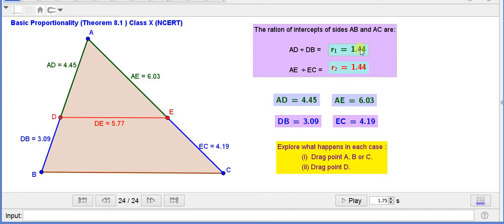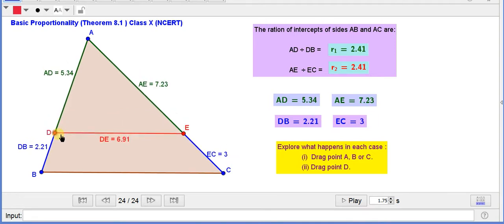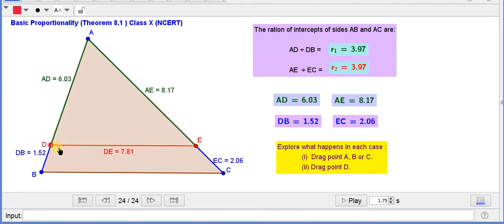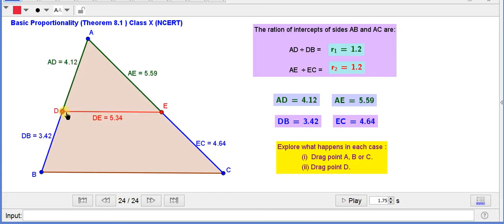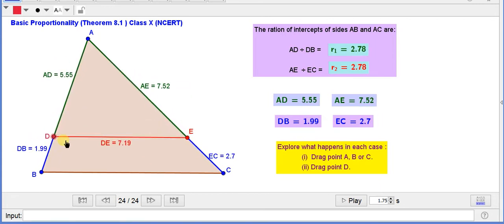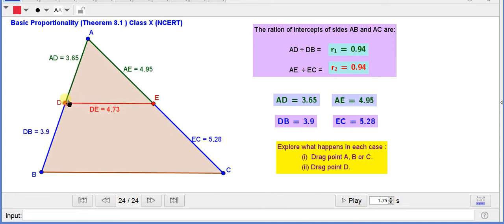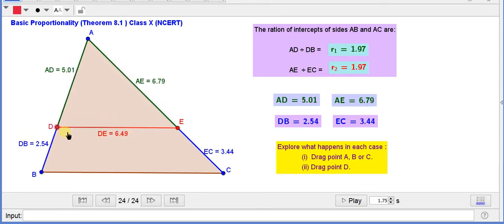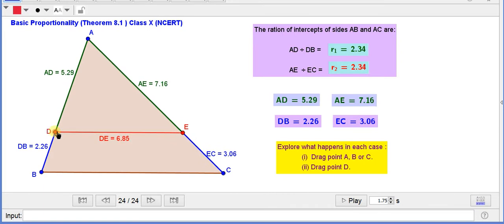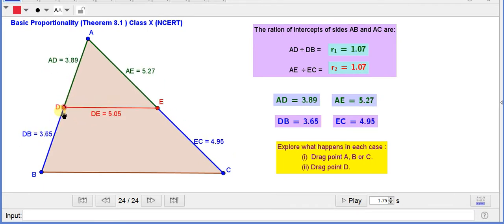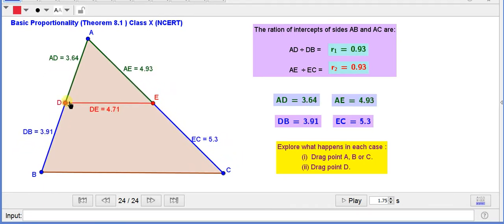Now let us examine what happens if we drag this point D. We see here the value of AD and DB are changing, whereas the ratios are also changing. When D is moved up and down, we see all the 6 values are changing.